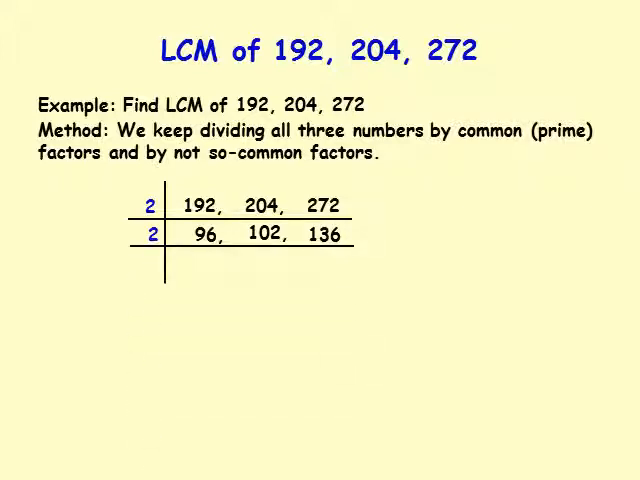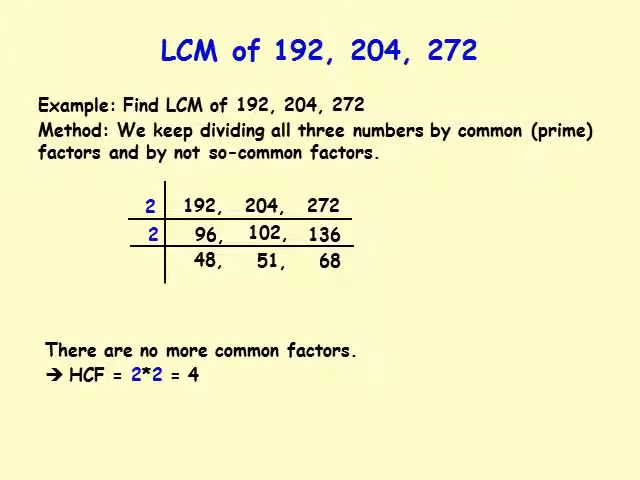Let's continue. Divide 96 by 2, we get 48. Divide 102 by 2, 51. Divide 136 by 2, we get 68. See any more common factors? 48 is divisible by 2 and also by 3. 51 is divisible by 3 and 68 is divisible by 2. So there are no more common factors to all three, but there are pairwise common factors though. So HCF is 2 times 2 equals 4.